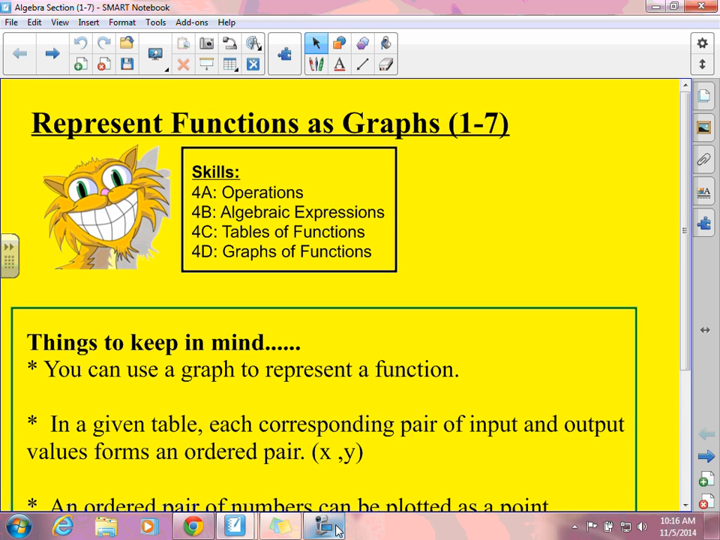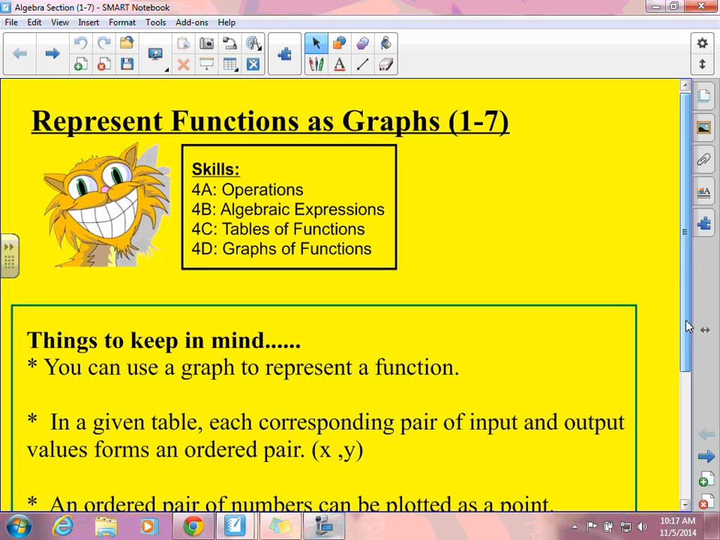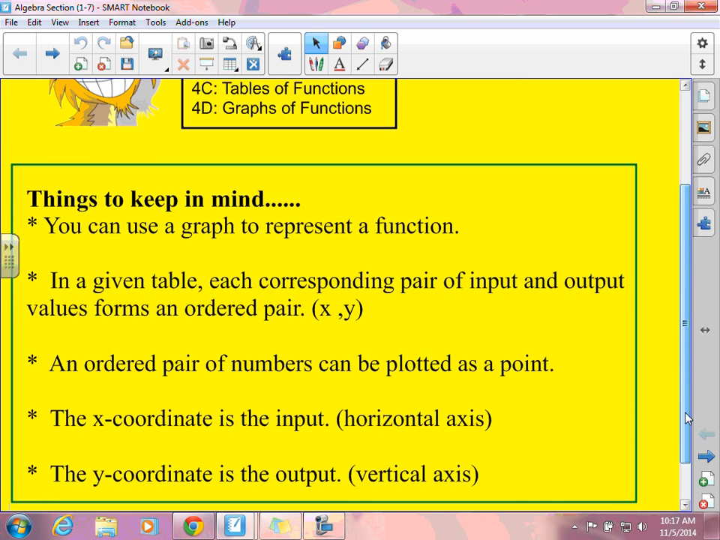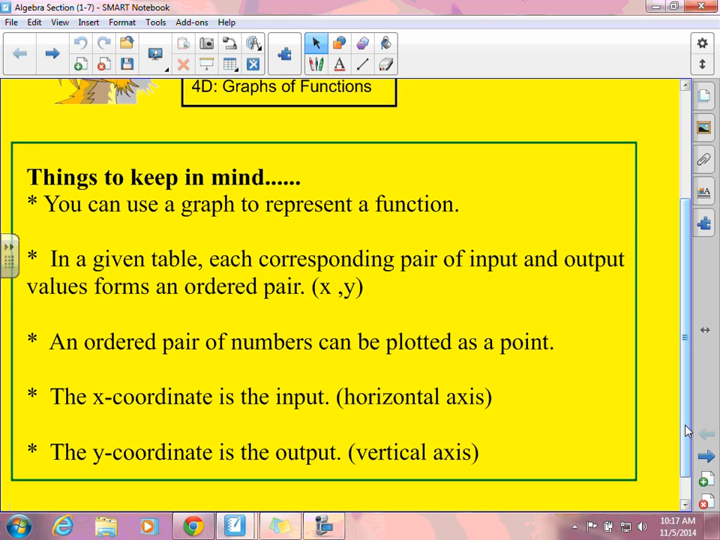So some things to keep in mind. You can use a graph to represent a function. And we've been graphing equations all along. And remember, we said a function is a special type of equation, right? Special type of graph. In a given table, each corresponding pair of input and output value forms an ordered pair. What does that mean? Well, my x is my input, my y is my output. That's correct. And I can put them as an ordered pair. We know that. We can take a table of input-output values and make ordered pairs.